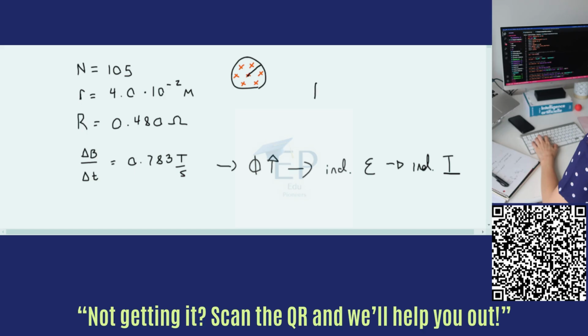If you remember, for a loop of wire, the strength of the magnetic field at the center of the loop is going to be N times mu naught, the permeability of free space, times the current divided by 2 times the radius. So if we're able to get our induced current here, we'll be able to calculate B.